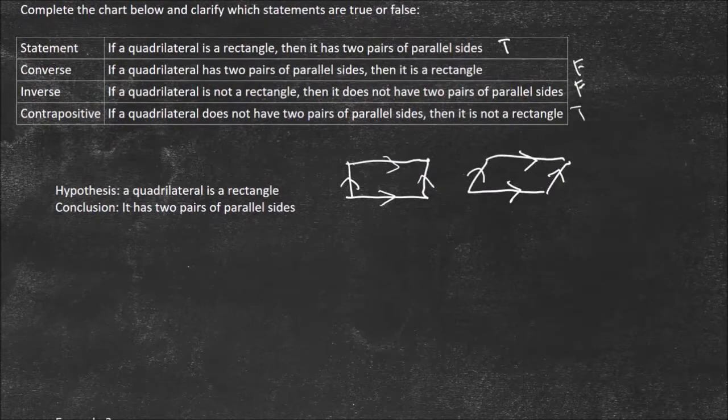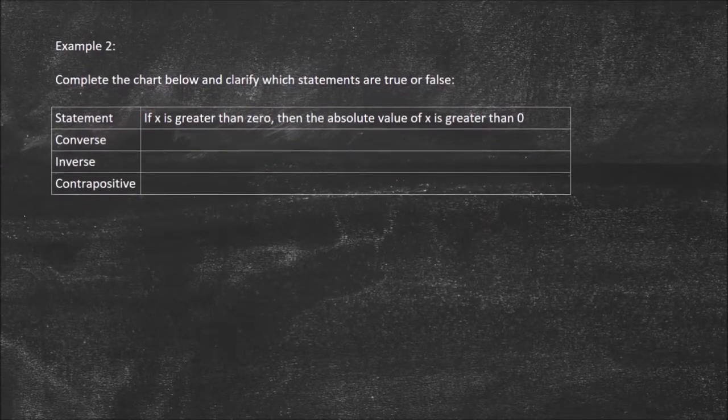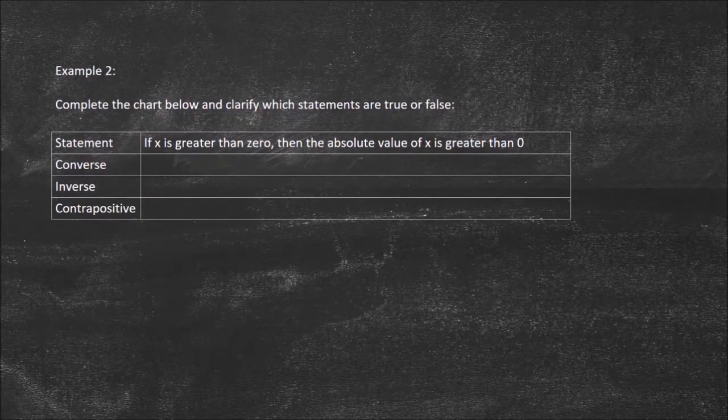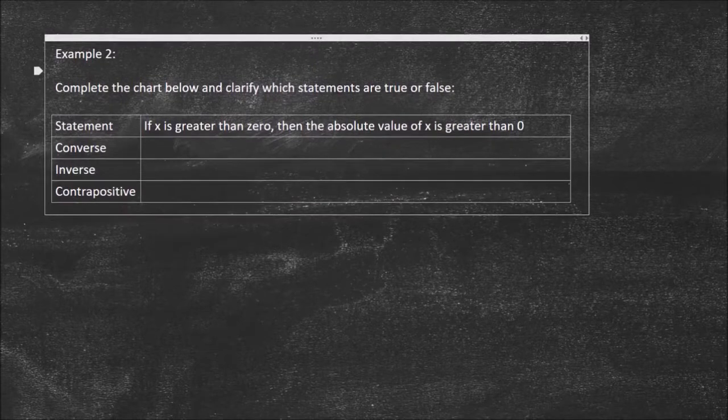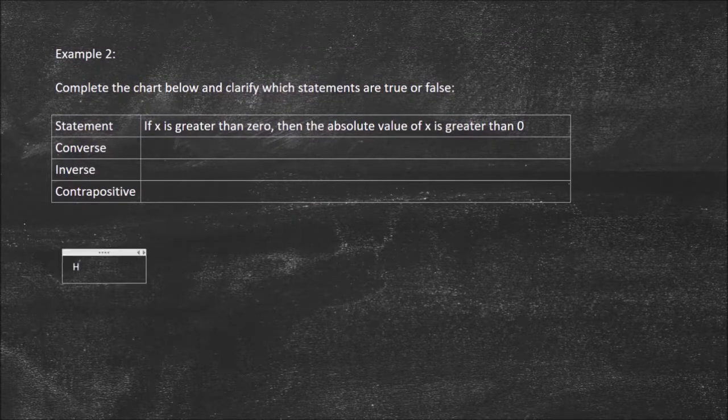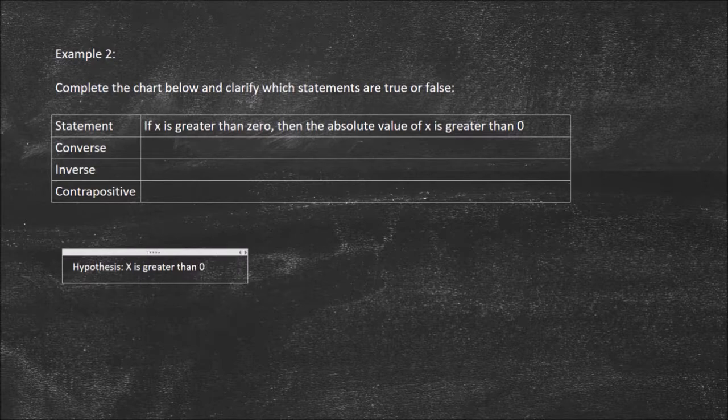Now let's go on to the next one. If x is greater than 0, then the absolute value of x is greater than 0. So again, I'm going to identify my hypothesis and conclusion. I recommend you pause and try this on your own before you watch what I do, just to get yourself some practice. So the hypothesis is x is greater than 0. And we're concluding that because x is greater than 0, the absolute value of x is greater than 0.